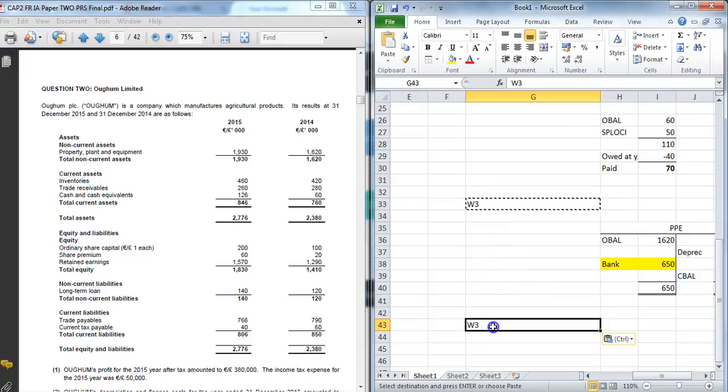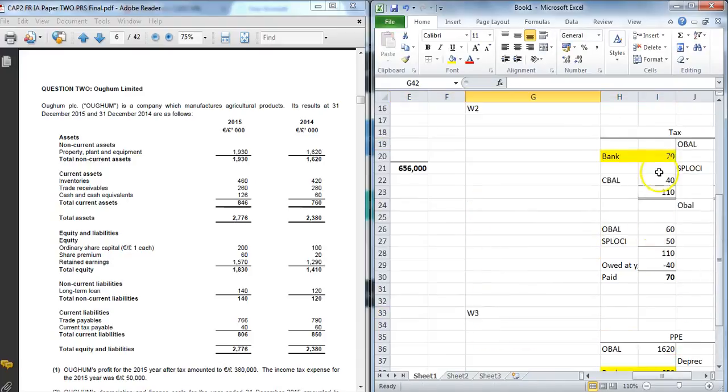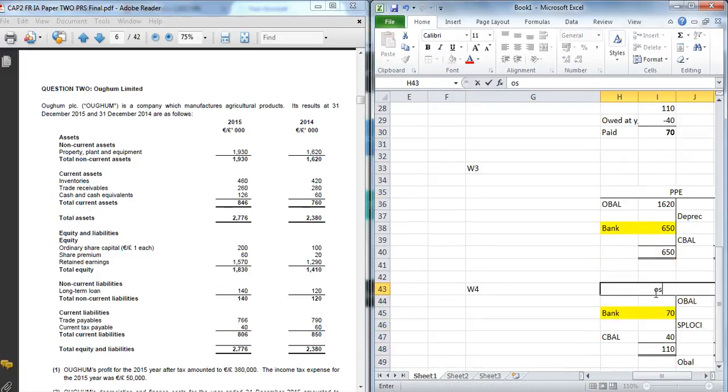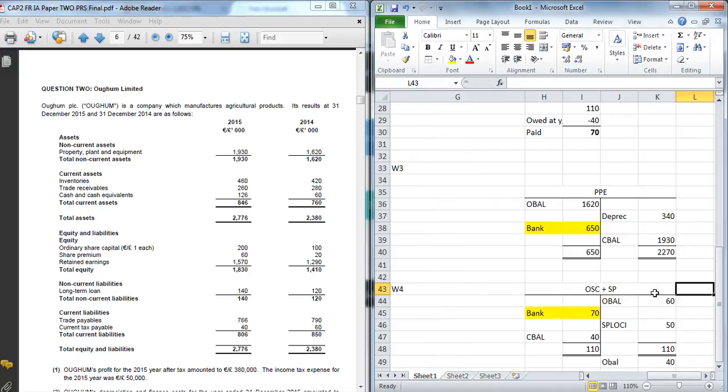So we'll just do that out here, working 4. Again, I'll bring down the tax one again. So ordinary share capital plus share premium. So I just do them together. The opening balance for ordinary share capital share premium will be 120, and the closing balance we know is 260. So we have nothing else here, there's no other movements we're told of in the question, so it must be a balancing amount of 140 here, and of course that will be bank.